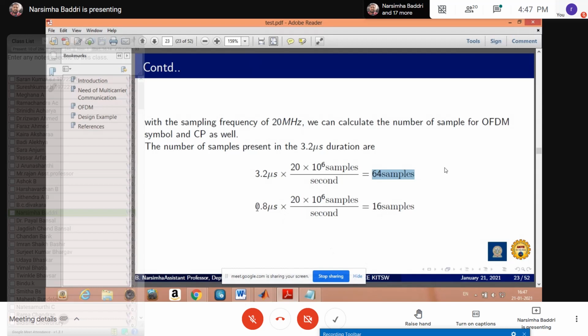And similarly, coming to the cyclic prefix, in the duration of 0.8 microseconds, at this frequency you are going to get 16 samples. So 64 samples are the data samples, and these 16 samples are cyclic prefix samples. Put together, 80 samples. So your 4 microseconds OFDM symbol consists of 80 samples, out of which 64 are data samples and 16 are cyclic prefix samples.